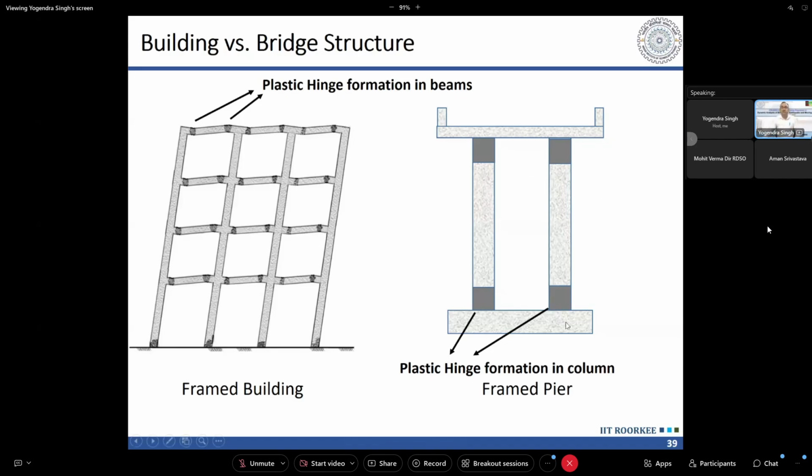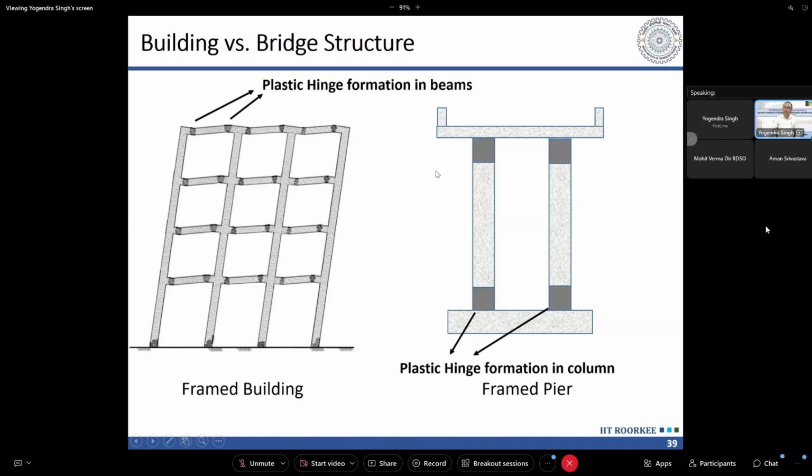But in case of a bridge, it is not possible. Generally, there are no beams. Even if it is a multi-pier or multi-column bent, we can see here also that there are no beams, and in that case the plastic hinges can form only in the piers. If it was a single pier, the plastic hinges will form at the base only. If we have multiple piers, then some framing action will come due to the slab at the top or the superstructure, and then the hinges can form at the top also.